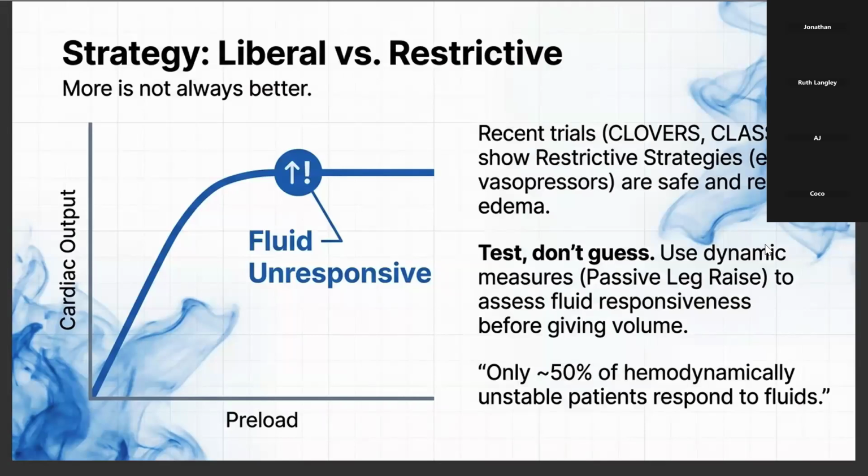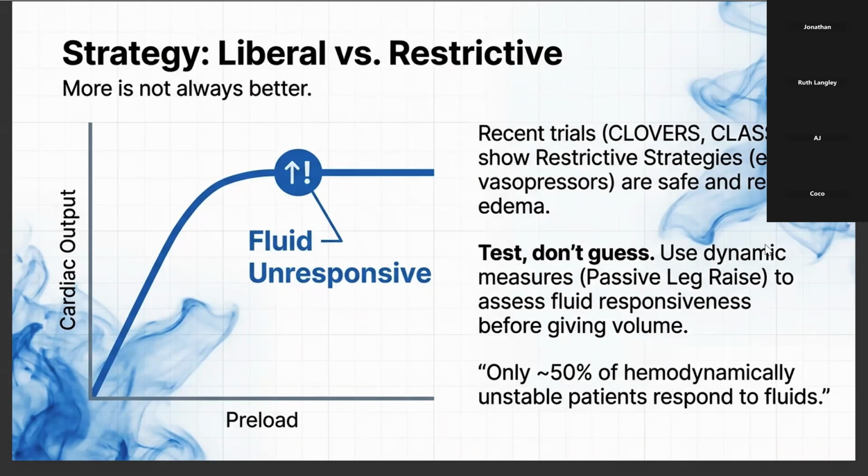So should we be more liberal with our fluids, or should we be more restrictive with our fluids? Now, what you can see on that side is the famous Starling curve. So this is about preload, which is essentially how much fluid you're giving to your patient. So if you load your patient with lots and lots of fluid into their ventricle, it stretches and stretches and stretches. The more stretch you get, the better the cardiac output you get, to a point.